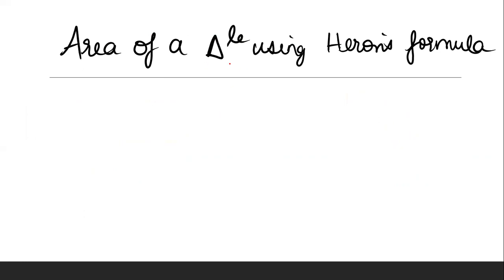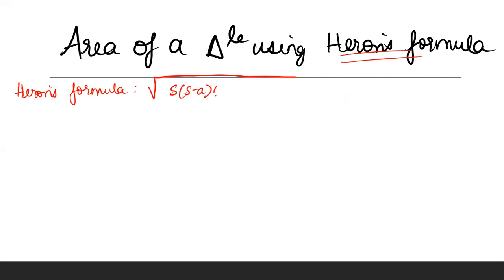But now what you're going to learn is completely new. Maybe you have seen it before, but maybe it's the first time you're using it and trying it. This is Heron's formula. What is Heron's formula? Heron's formula is nothing but the square root of s into s minus a into s minus b into s minus c.